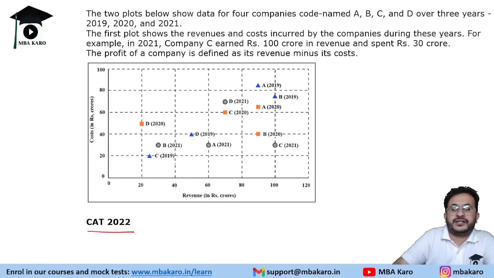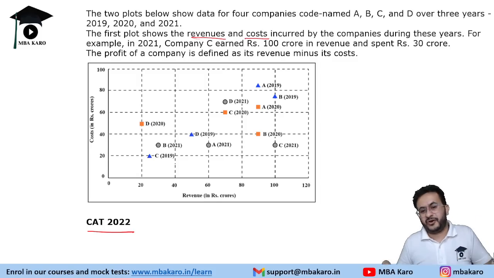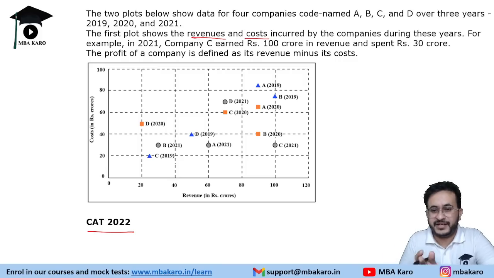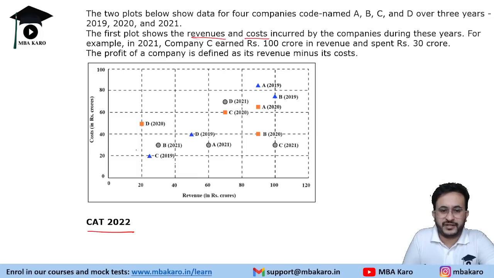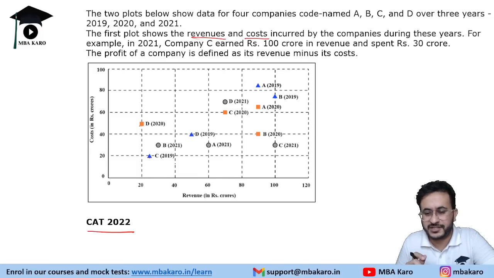It shows the data for 4 companies, the first plot shows the revenues and cost. Now in this also, some people write down the revenues and the cost. Okay, please watch the solution of this set. You will realize how easily you could have solved this set within 5 minutes. Because people teach you to note down the values from the graph. No, it was just observation based.